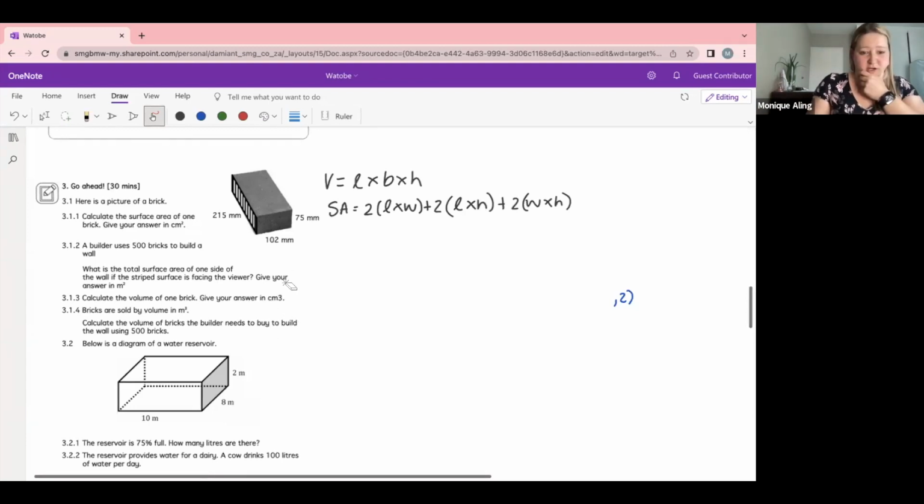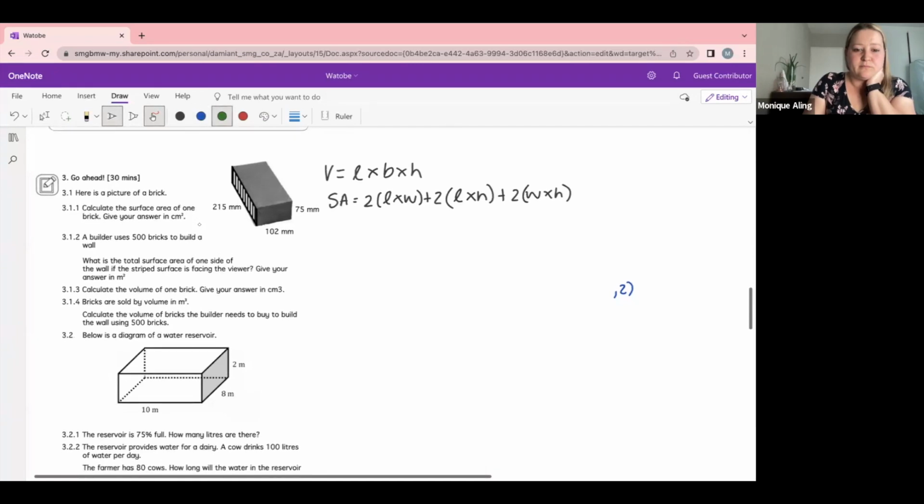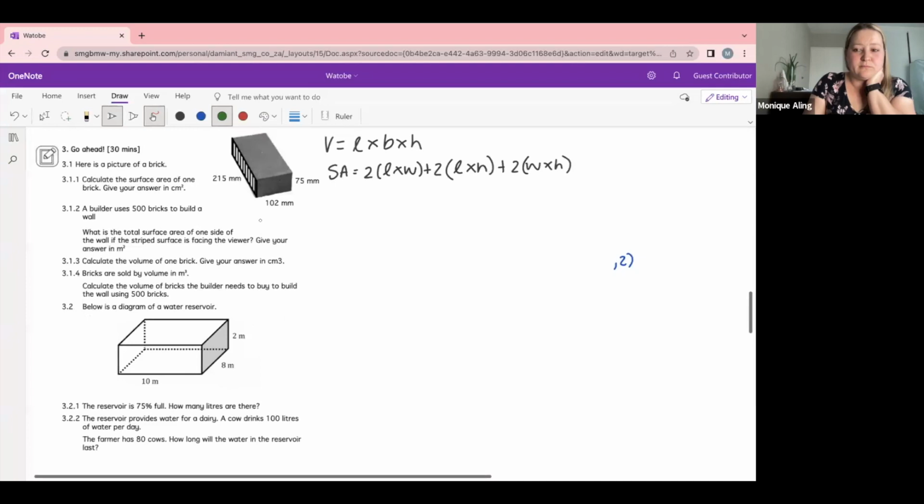Okay. So, does anyone want to volunteer how we could do this question? Mulalo? Are you there? Okay, so let's go through this. Again, key things here: 500 bricks to build a wall. What is the total surface area of one side of the wall if the striped surface is facing the viewer?